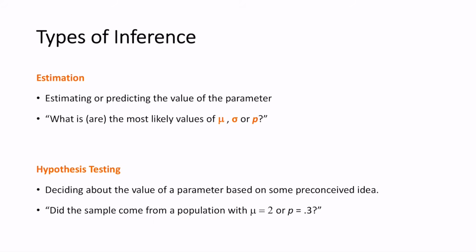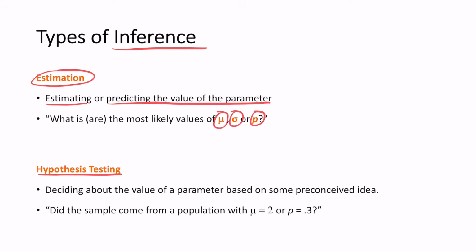So there are two types of inference that we generally look at in this chapter, in this subject, or in this course. The first one we are going to look at is estimation. Estimation is basically trying to estimate or predict the value of the parameter. So what we are asking here is, what are the most likely values of mu, sigma and p?